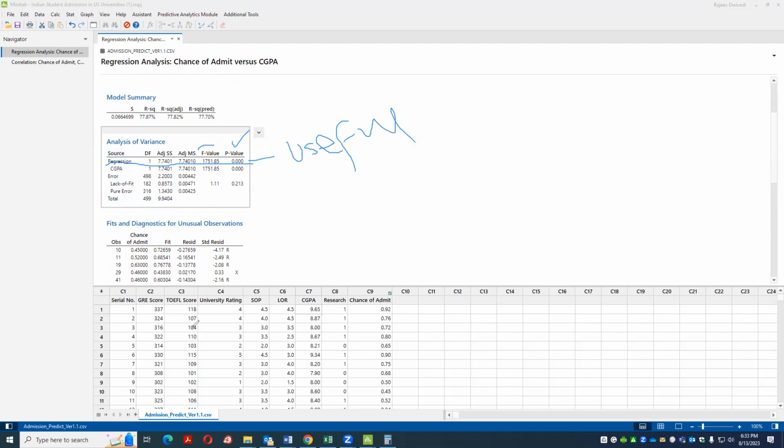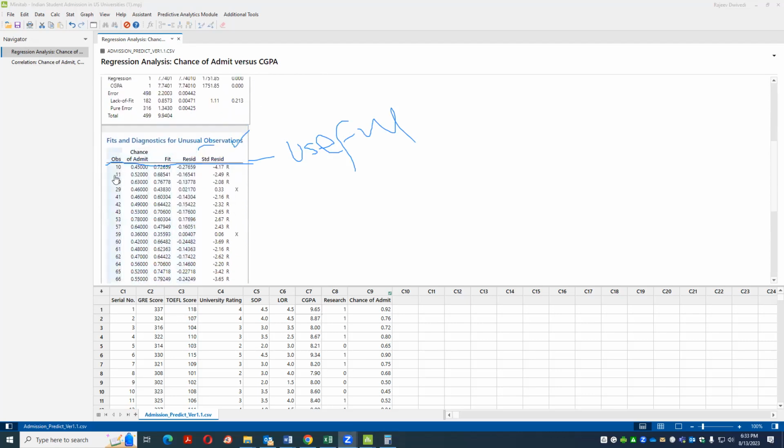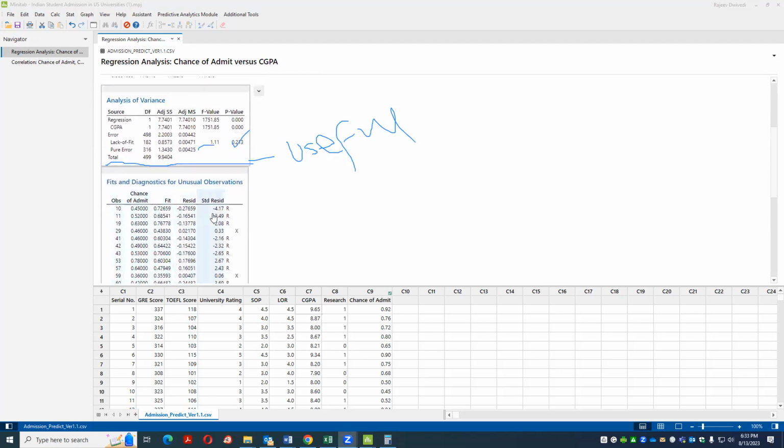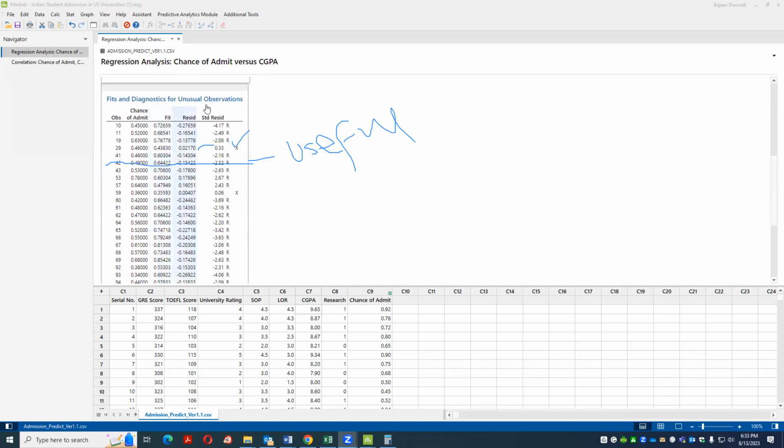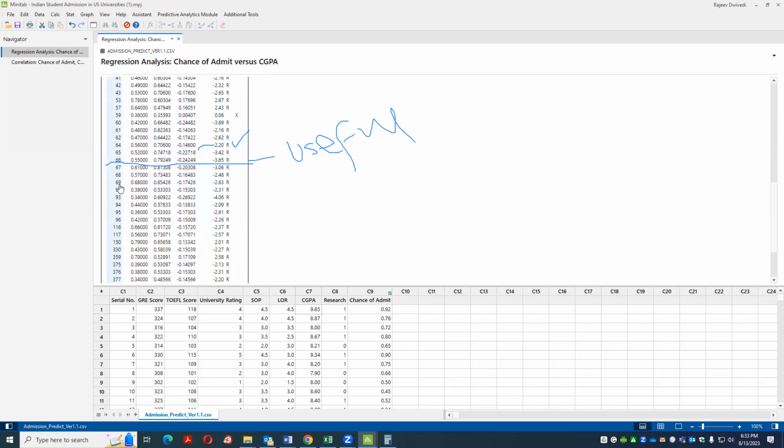Now we go to unusual observations. You can see these observations are not fitting with the line. Maybe you made a wrong entry of the data. Maybe this is unusual behavior; any reason could be. You just go and check your entries. If these are things you can clear out, you can filter out these numbers.